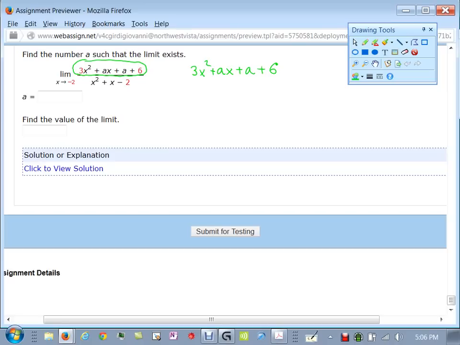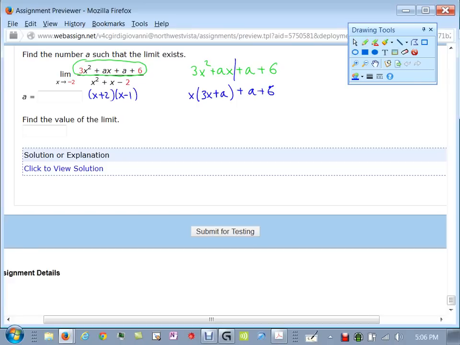Let's see, if we try and do grouping on this, the reason I'm trying to factor is because I know the bottom factors to be x plus 2 times x minus 1, right? Now, if I factor an x out of the first two terms, I get 3x plus a. And then over here, I cannot factor because I don't have anything to pull out, so I have plus a plus 6. So that is not working, right?